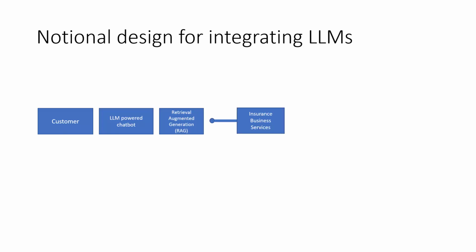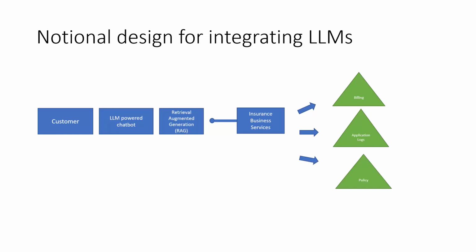So you might have an insurance business services or a set of services, which in turn talks to things like the billing system, the application logs, and may also talk to applications like a policy application. The retrieval augmentation shown here is really retrieving information from these business systems pertinent to that customer and making that information available to the large language model, which is in turn able to take that information and provide a response to the customer.